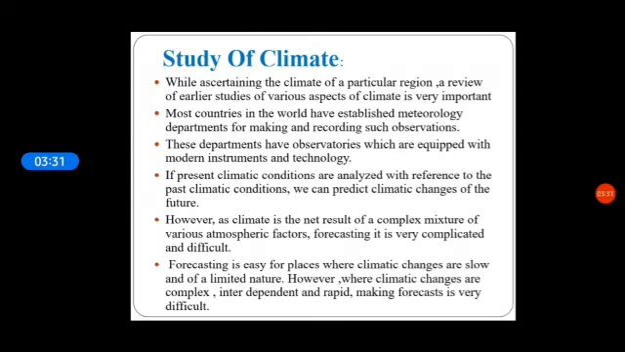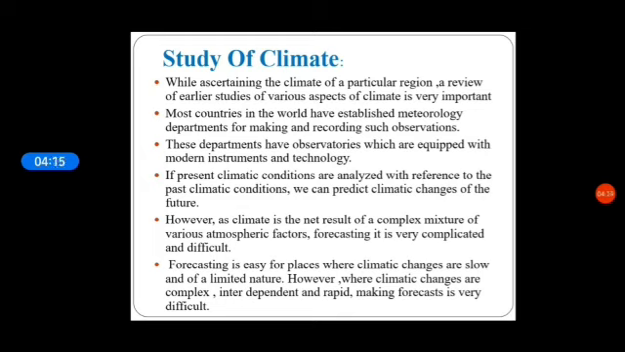Now we'll look at how the climate is being studied. Most of the countries have established meteorology departments and observatories for making recordings and observations on climatic variations. They are well equipped with modern instruments and technology. They study the earlier observations and other aspects of climate to forecast the future conditions. As climate is the net result of a complex mixture of various atmospheric factors, forecasting becomes very complicated and difficult.